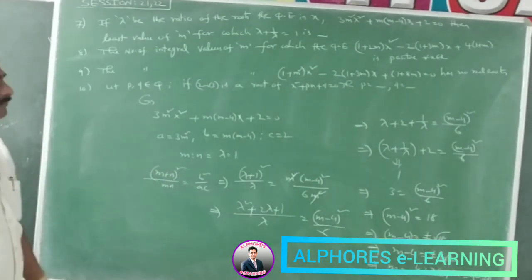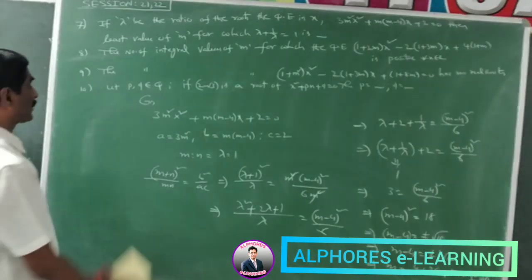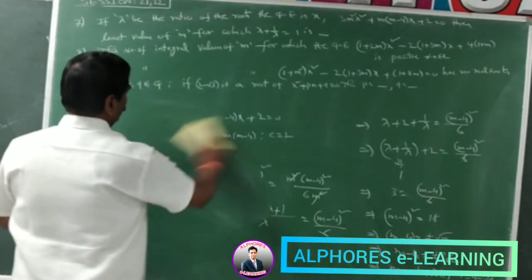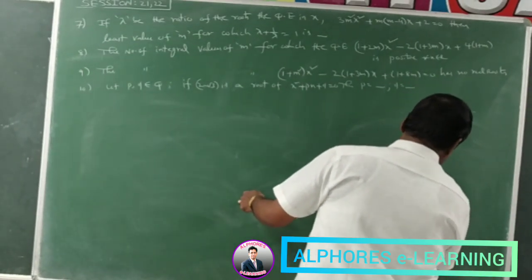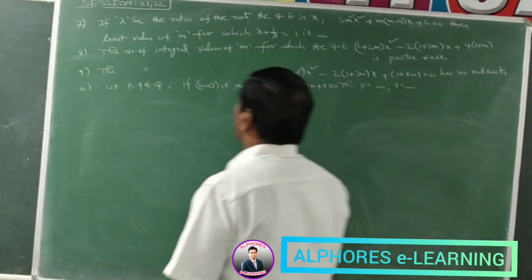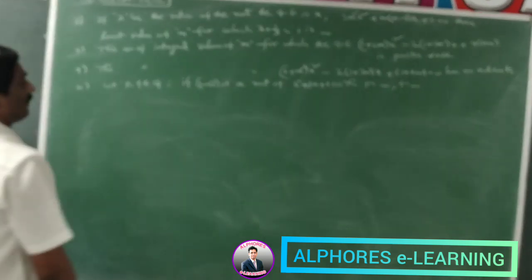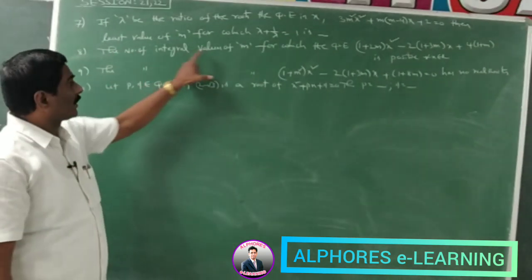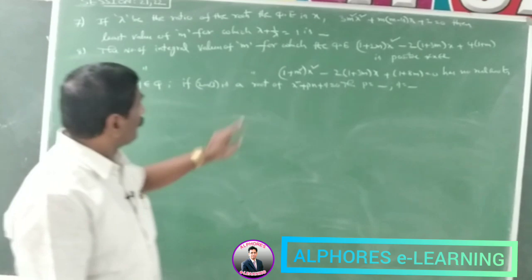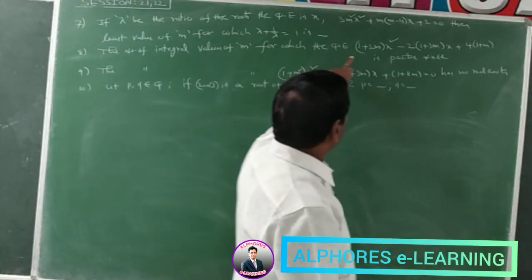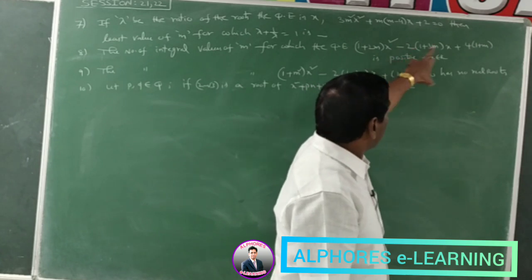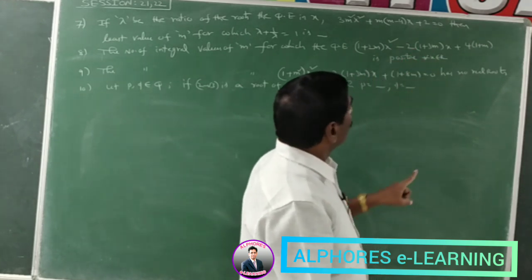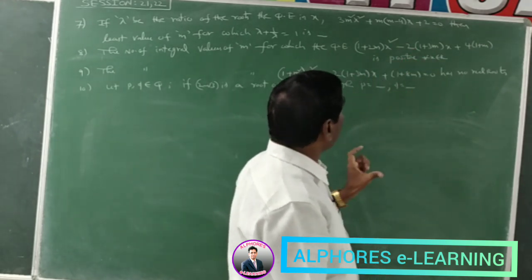Okay. Next, the 8th one. The number of integral values of m for which the quadratic equation (1 plus 2m) into x square minus 2 of (1 plus 3m) into x plus 4 of (1 plus m) is positive for all x belongs to R.